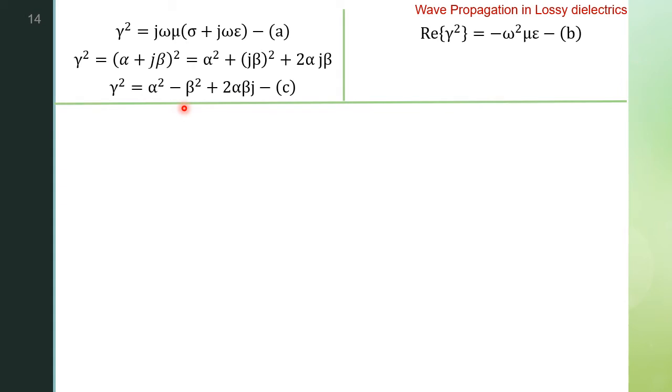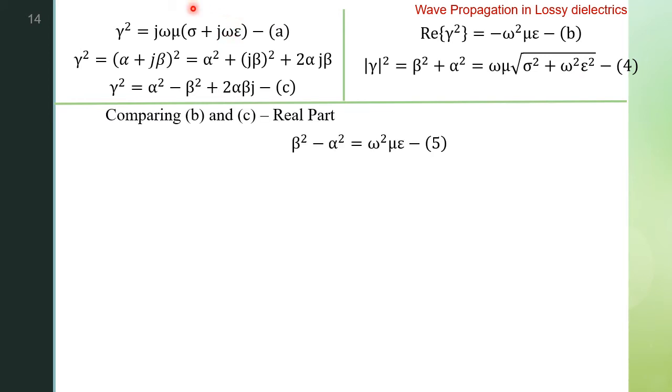Now, when you consider this expression, if you separate the real and imaginary parts, the real part corresponds to minus omega square mu epsilon. That is the real part from this expression for gamma square. And when you consider the magnitude of gamma in terms of alpha plus j beta, the magnitude of gamma square is equal to alpha square plus beta square. So when you take the magnitude of this gamma square, you will get it as omega mu into root of sigma square plus omega square epsilon square. This is the magnitude of gamma square.